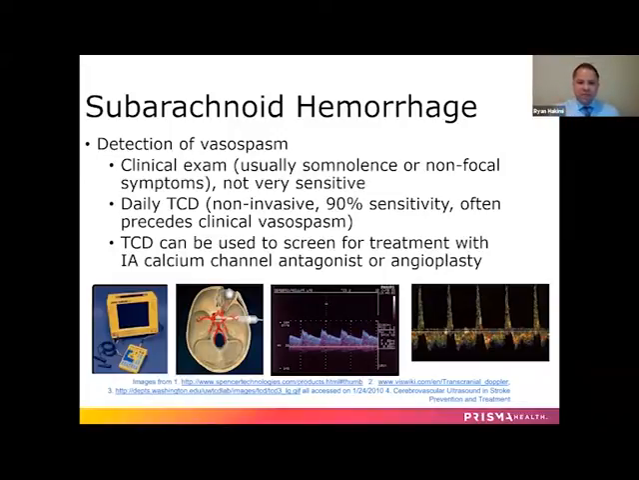So doing TCD on a daily basis is a great surveillance tool. It's non-invasive, it can be done at the bedside, and it has a 90% sensitivity. And then you can use it as a screening tool to determine who needs more aggressive imaging or therapies.